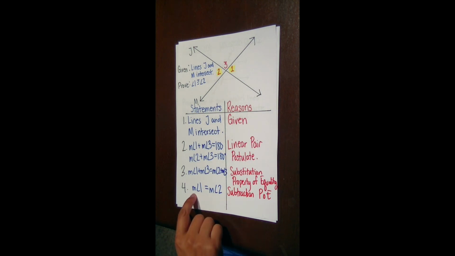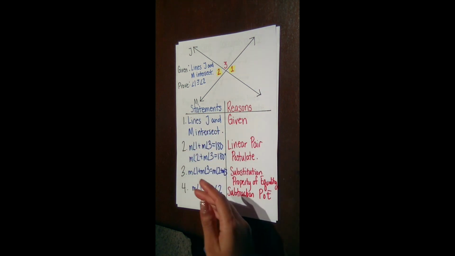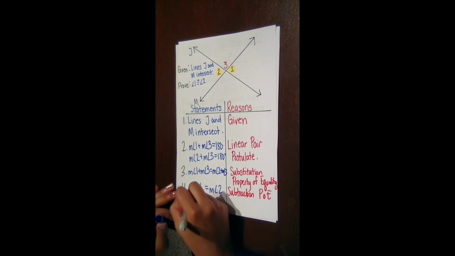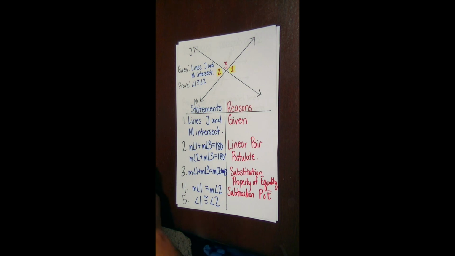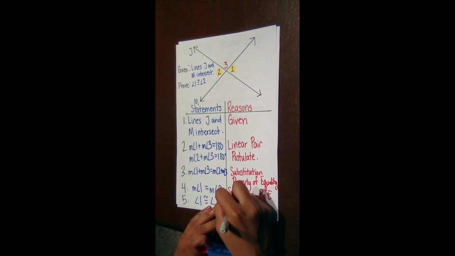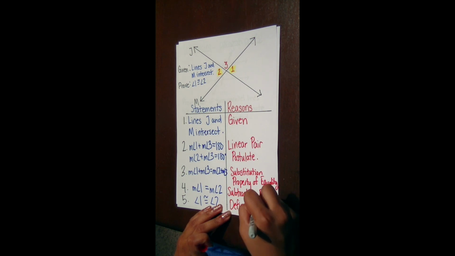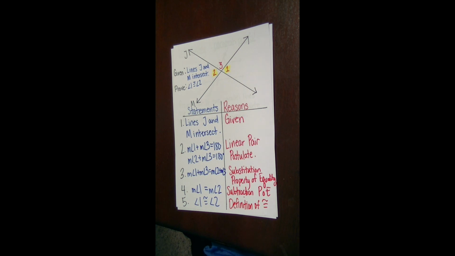Well, gosh, the measure of angle 1 equals the measurement of angle 2. I'm trying to prove that they're congruent. If they're equal, then we know they're congruent by the definition of congruence. So, angle 1 is congruent to angle 2. And what's the reason? Definition of congruence. And that's our proof.